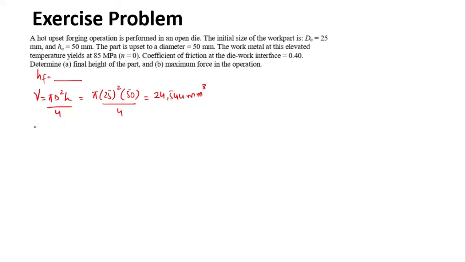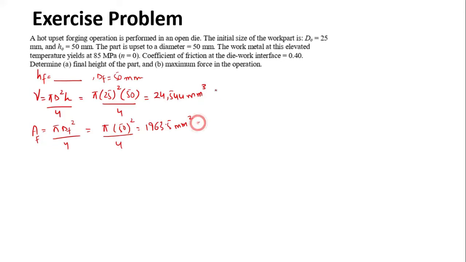Now we'll find out the area. As we know the height as well, and we know the final diameter. We have the value of df also, that is equal to 50 millimeter. So we will find out the area based on this final diameter. As you know, area equals pi df squared by 4. So that would be the final cross-section area. So we have pi into the final diameter squared divided by 4. That would be equal to 1963.5 millimeter square.